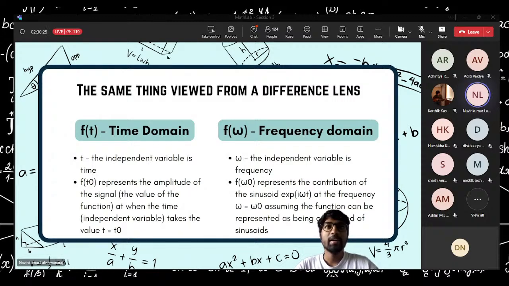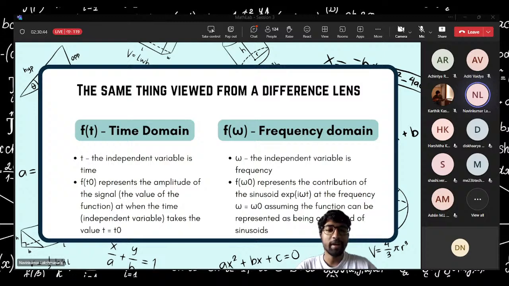What you've actually seen till now is the time domain representation of the function, where say you put t equals some value t naught, the value f of t naught that it gives is the actual value of the function itself. It gives you the amplitude of the function at that given time instant t naught. But there's another way of representing this.